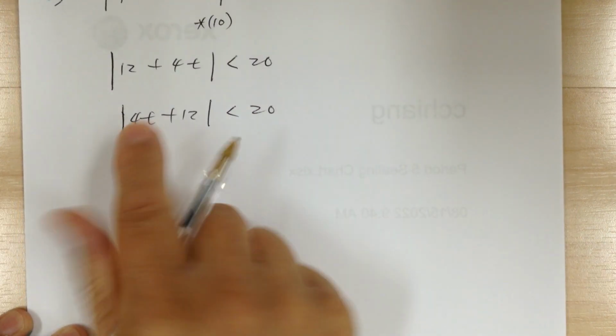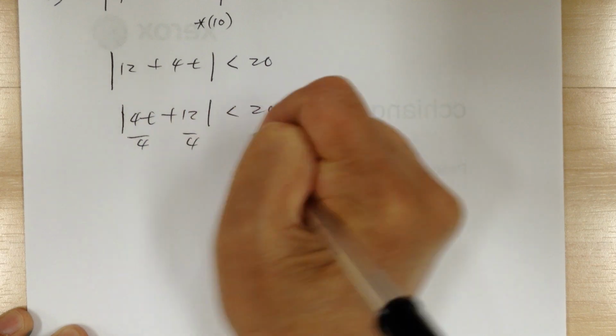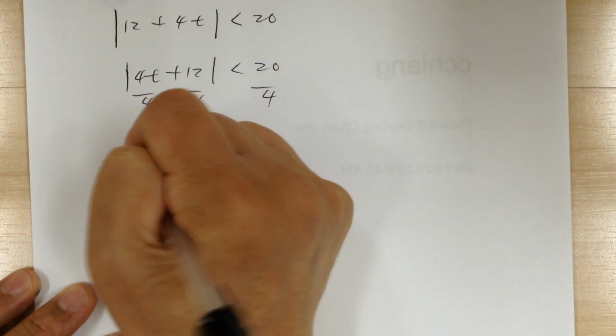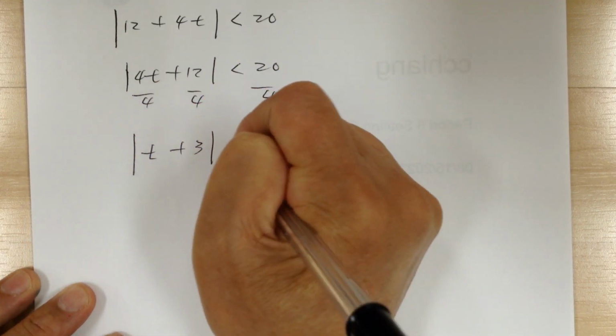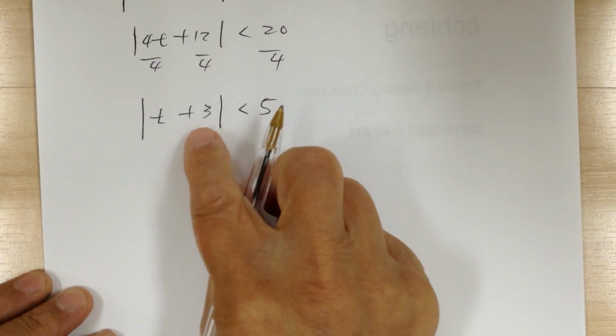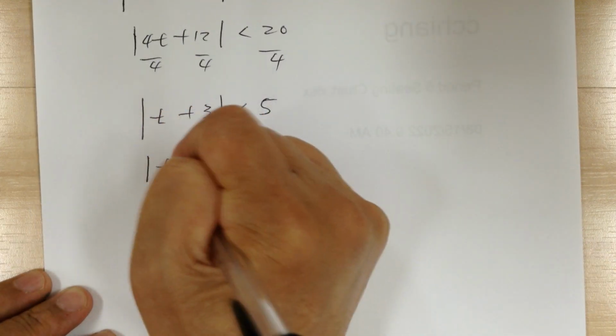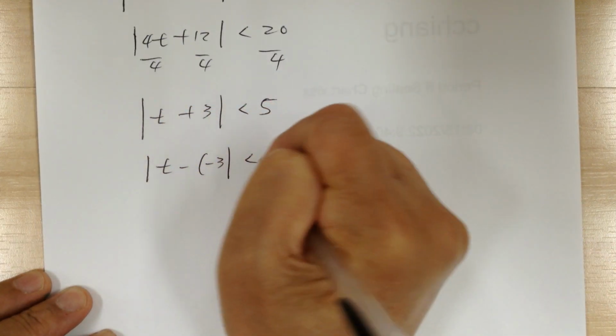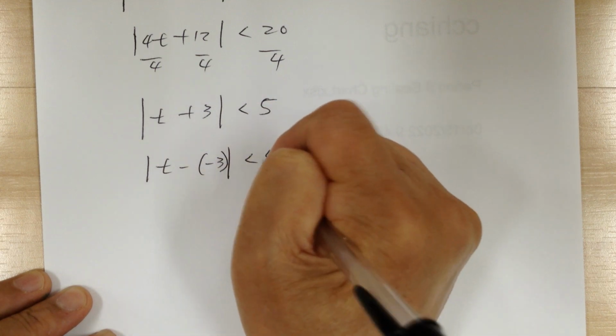Then I'm going to get rid of the number, so I have to divide by 4. So the absolute value of t plus 3 is less than 5. Then we have to make it into subtraction. So you got the absolute value of t minus negative 3 is less than 5.